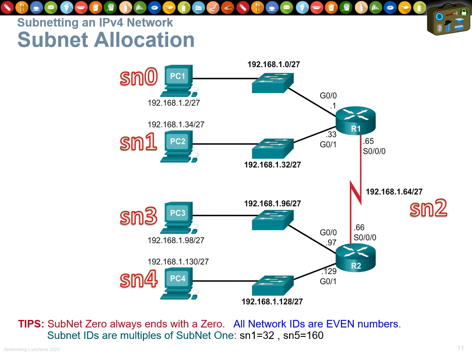Each subnet is a multiple of subnet 1. For example, subnet 1 is 32. That's the size of it. So from 0 to 31 is the first subnet, and 32 is the number of subnet 1. Each subnet that we've created has that size. So subnet 5 is 160. Just something to think about.